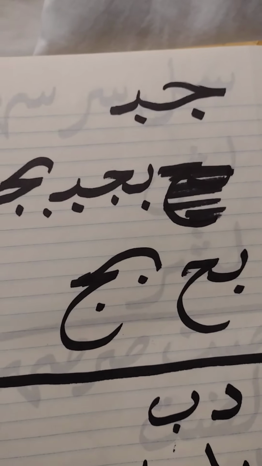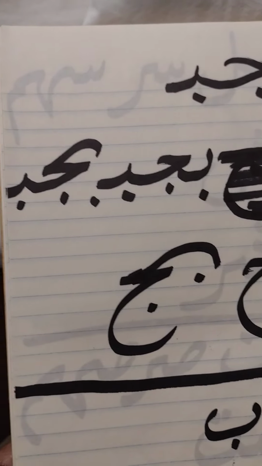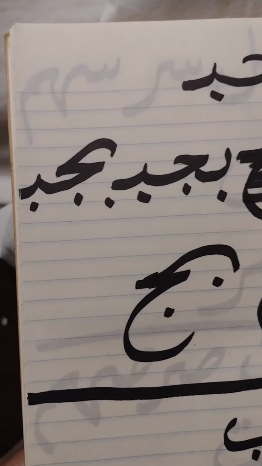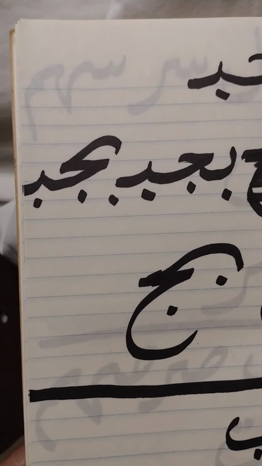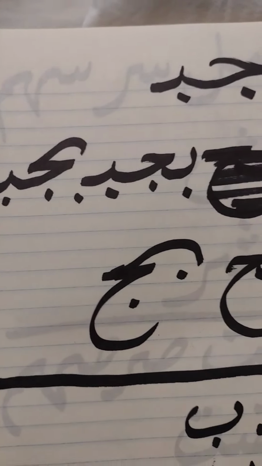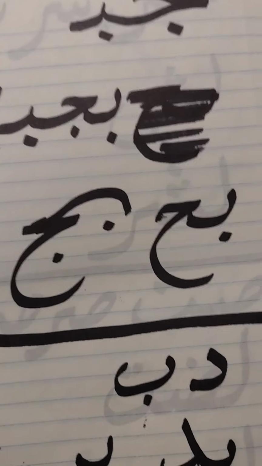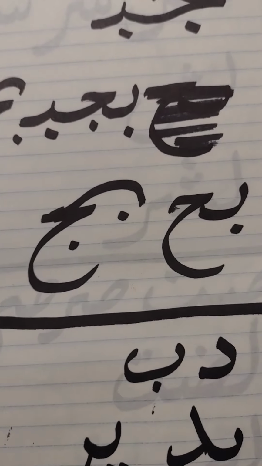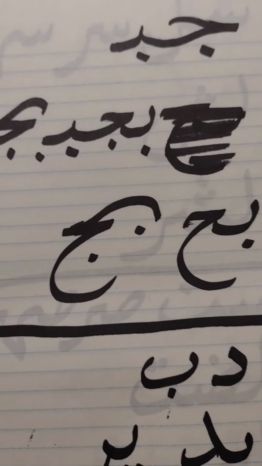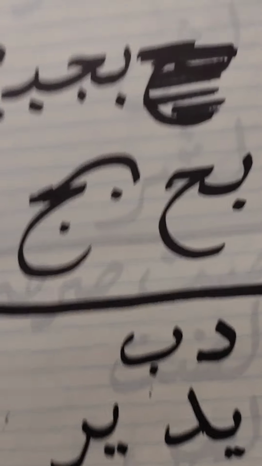Okay, so the next three letters are the jim, the ha, and the kha. In the beginning, you lose the bowl, like I've shown here, and in the middle, again you lose the bowl, but it can be connected underneath, or a letter might come over top of it. And if it appears at the end, then also letters connecting to it might come underneath or over top, and you don't lose the bowl.